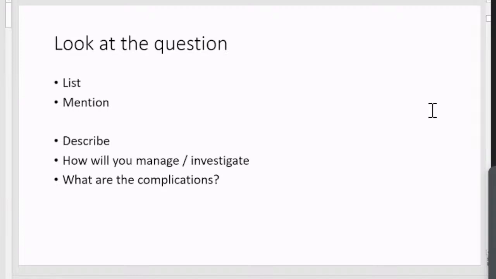So if it is "define," then we only expect the definition. Define will be for 1 or 2 marks. We only want the definition, but it should be the definition that is given in the books, not something that you've thought out at that time, right?